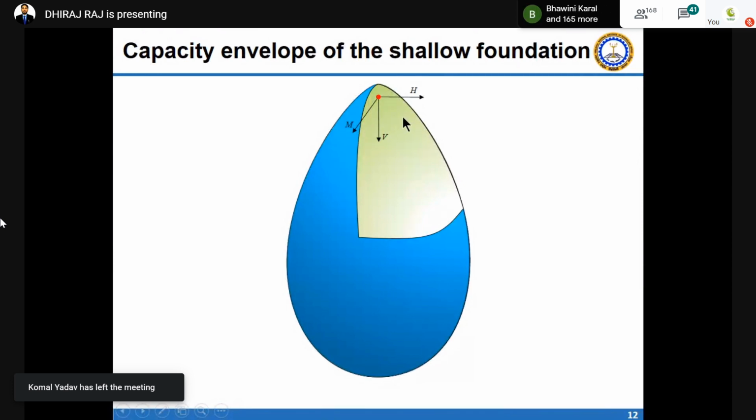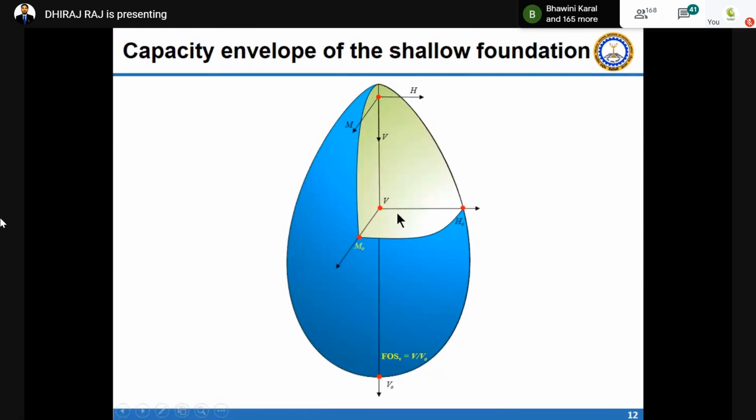So in case of vertical load, you can see, let's say a vertical load V, where our foundation is designed. We have designed our foundation for a design vertical load V, whereas our capacity, the bearing capacity, is V naught. So how much is the factor of safety? It is V by V naught.